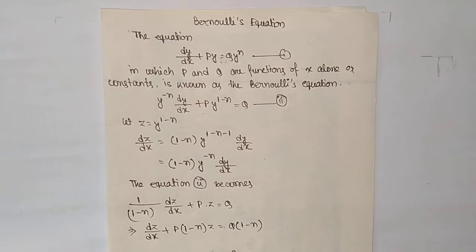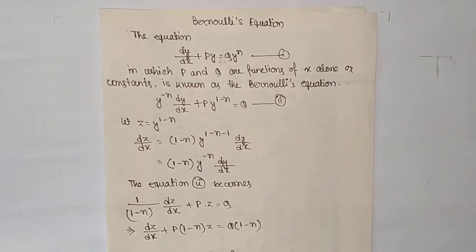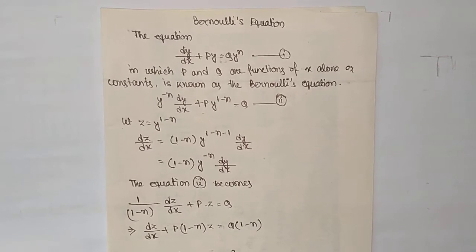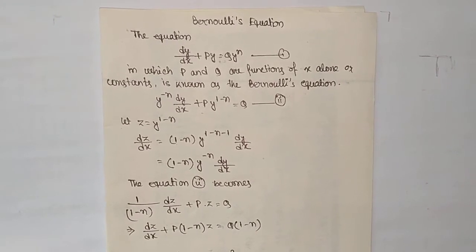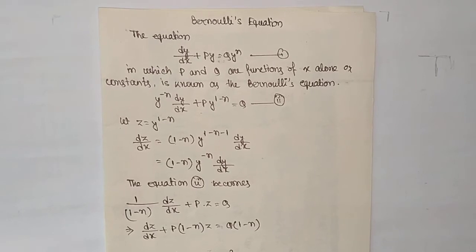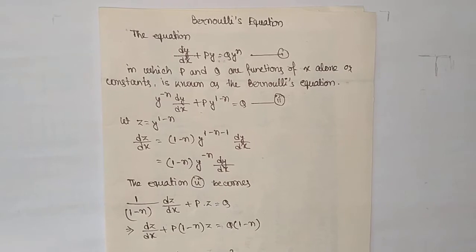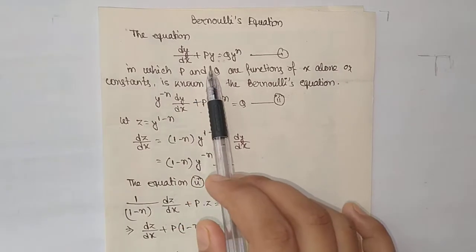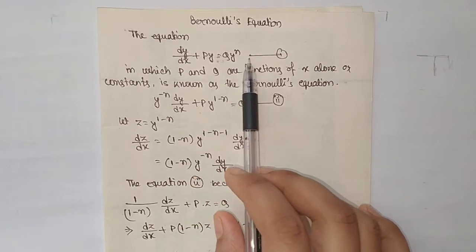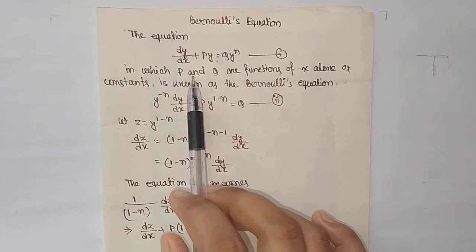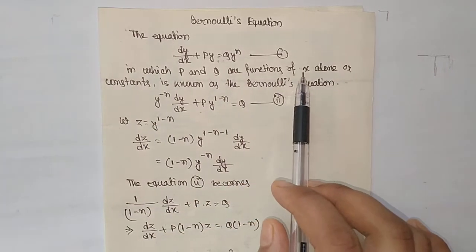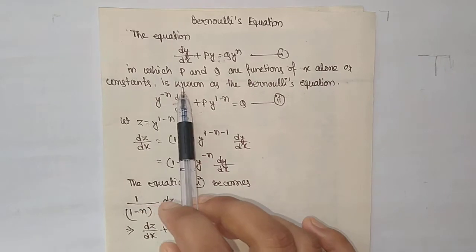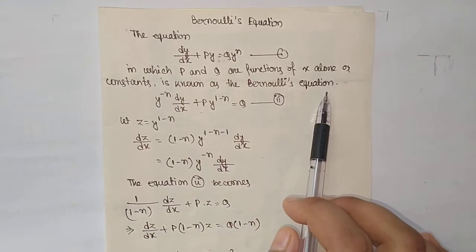Hello students, in the last video I discussed linear equations and learned how to solve a linear equation. In today's video we will discuss a special form called Bernoulli's equation and how to solve such type of equation. The equation dy/dx + Py = Qy^n, in which P and Q are functions of x alone or constants, is known as Bernoulli's equation.